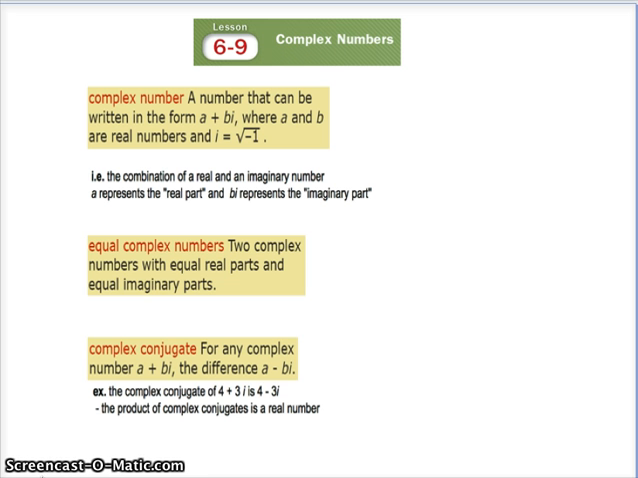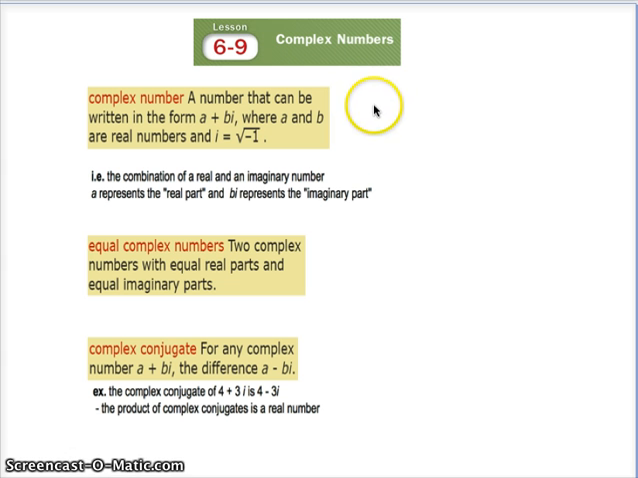Complex numbers are numbers that can be written in the form a plus bi, where a and b are real numbers and i, as we know, is the square root of -1. What does that really mean? Essentially, complex numbers are a combination of real and imaginary numbers. The a represents the real part and the bi represents the imaginary part.